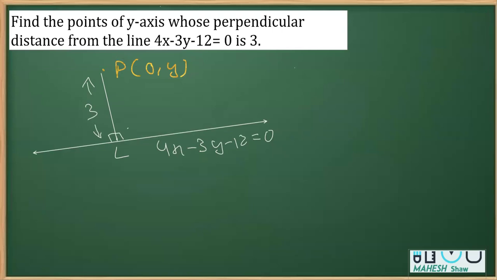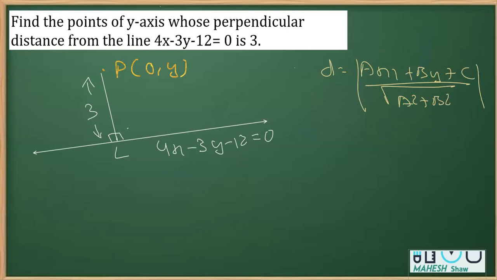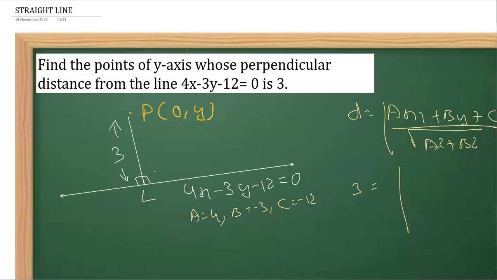Now we are going to apply the formula for the distance of a line from a point: distance is equal to the modulus of (Ax1 plus By1 plus C) under root A squared plus B squared. Replacing the distance, which is 3 in this case, I'll write 3 here. Here x1 is 0, so 0 into 4, where A is 4, B is minus 3, and C is minus 12.